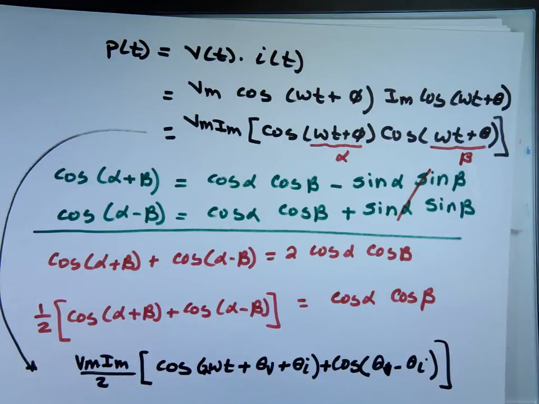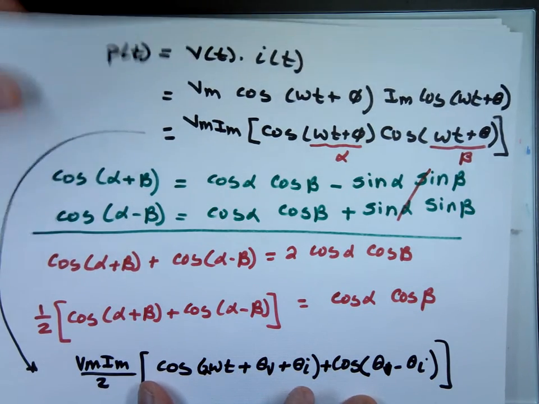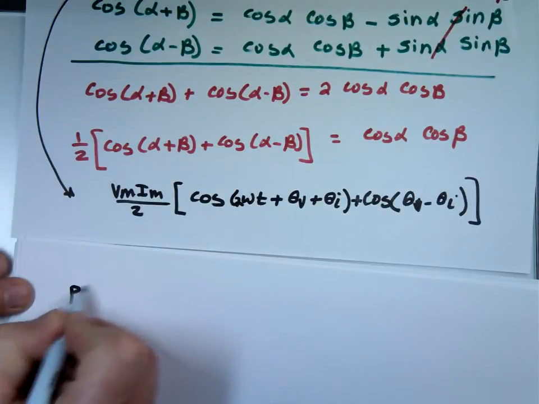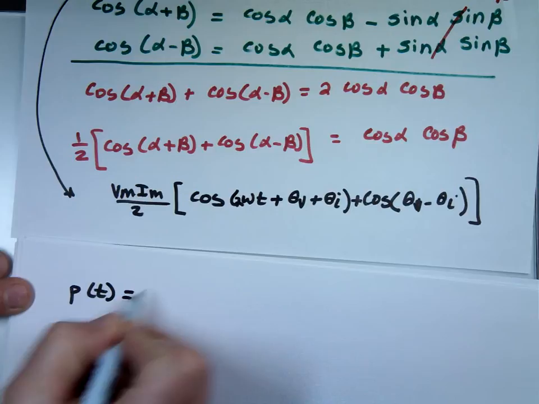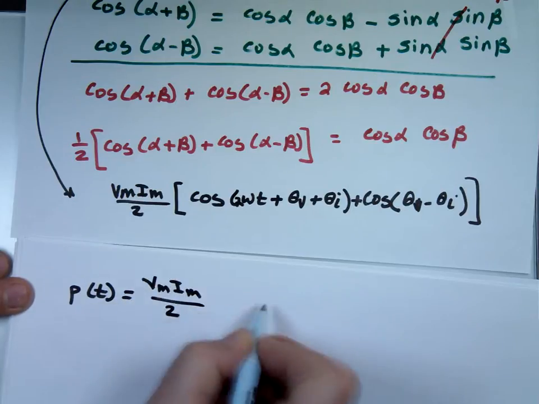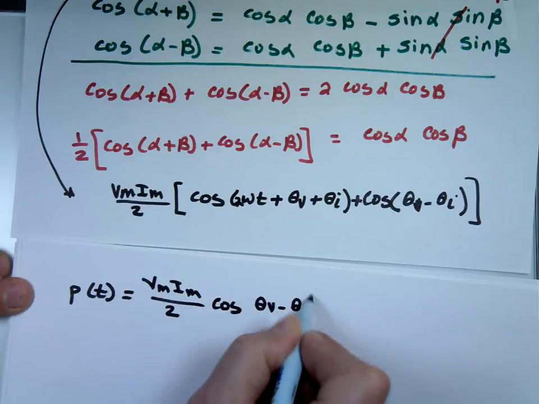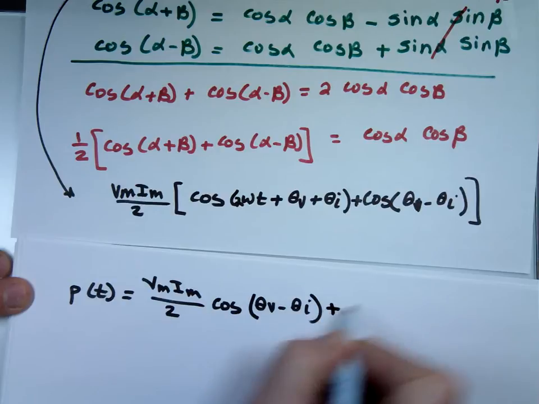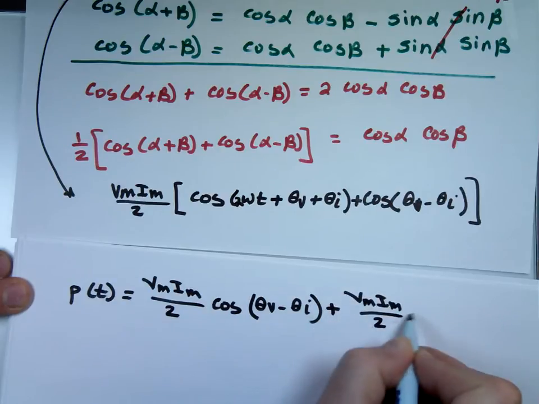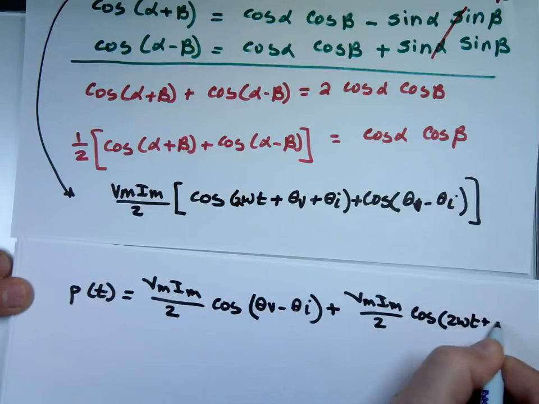So I can break it down to two parts now. Instantaneous power equals V max I sub max over 2 cosine(theta V minus theta I). I'm going to break it down into two parts. Plus V max I sub max over 2 cosine(2Wt plus theta V plus theta I).